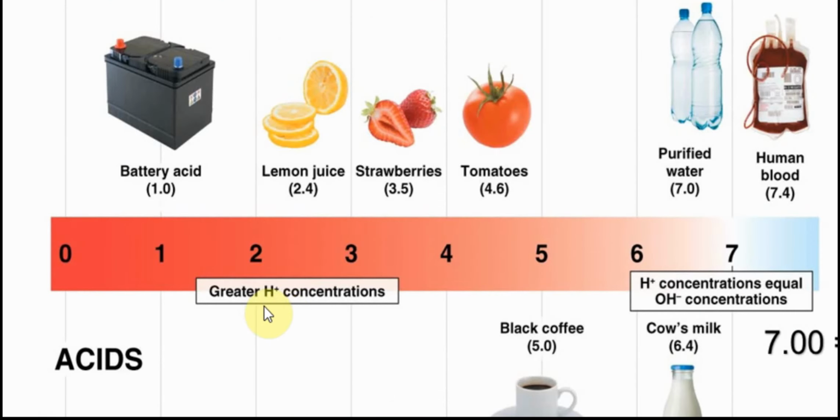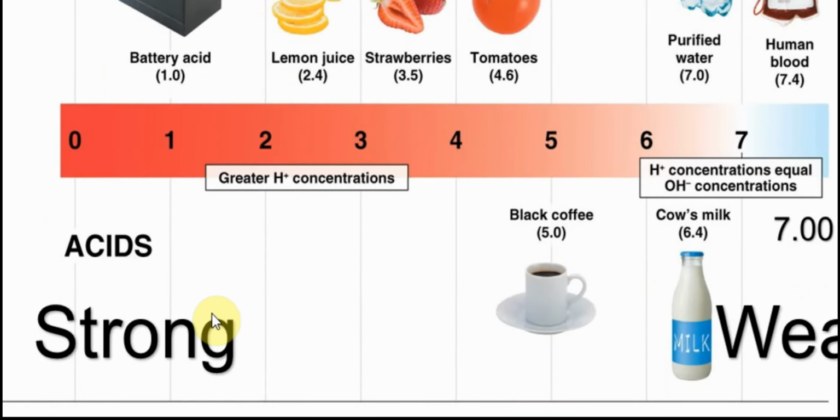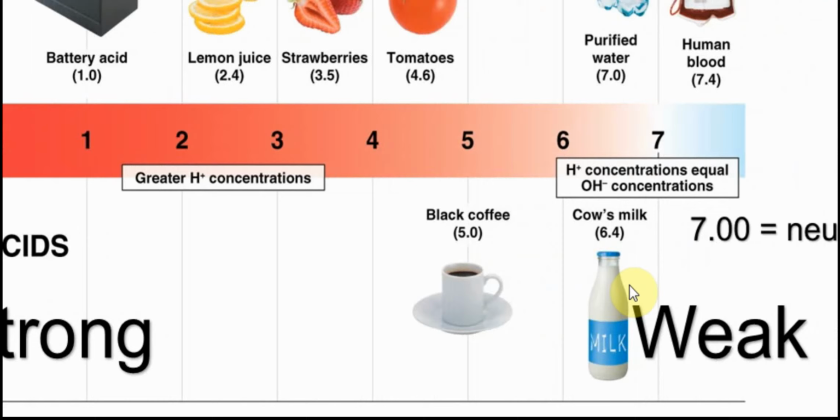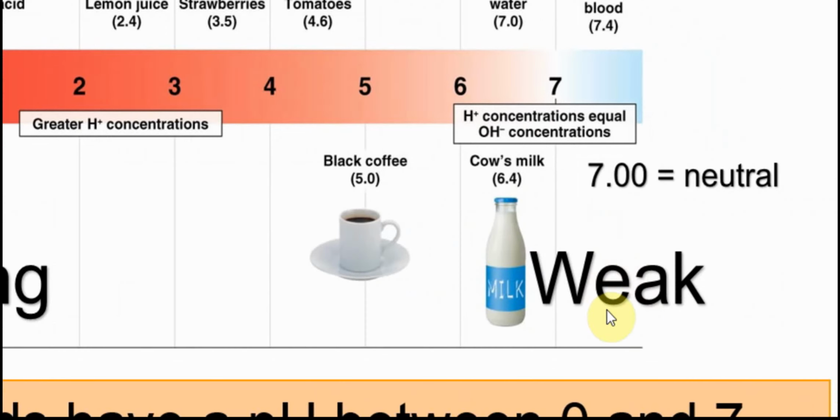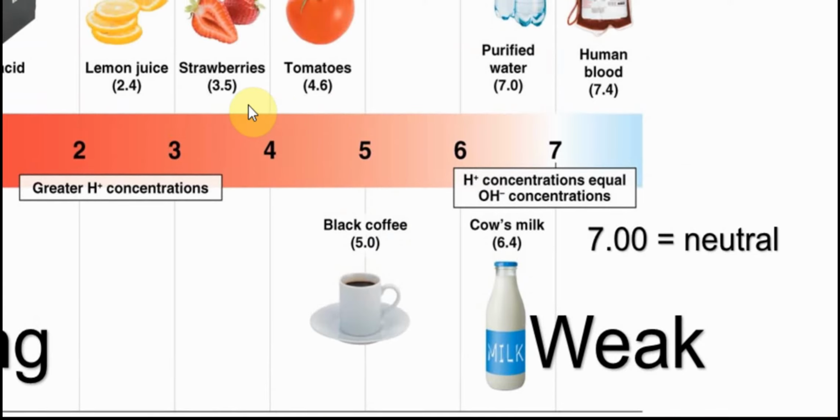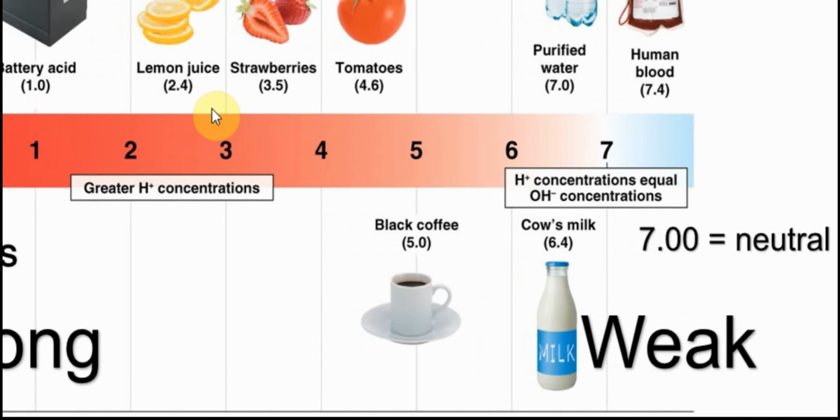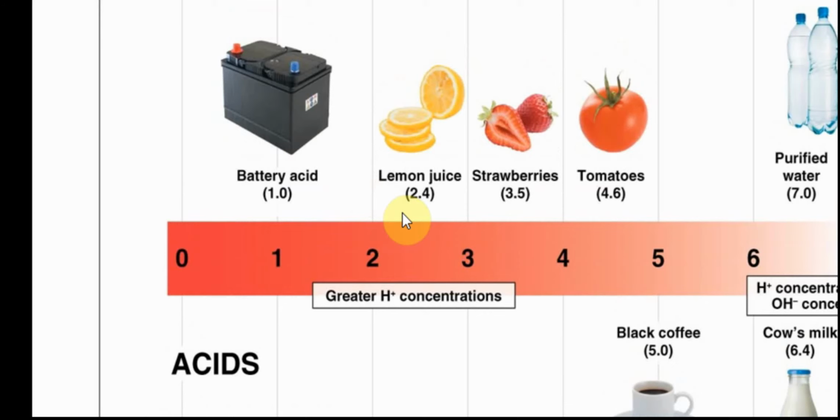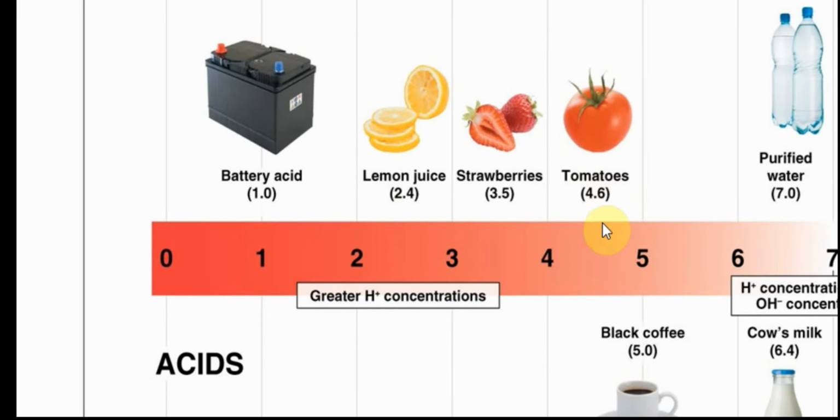So if you've got more hydrogen ions on this end, you have stronger acids. Fewer hydrogen ions on this end are weaker acids. So if we compare things like tomatoes versus strawberries versus lemons, all of those things are delicious. Lemons happen to be the most acidic. They're lower on the pH scale. That means you're going to have more hydrogen ions. Tomatoes are going to be less acidic as compared to these two, of course. That means you're going to have fewer hydrogen ions.